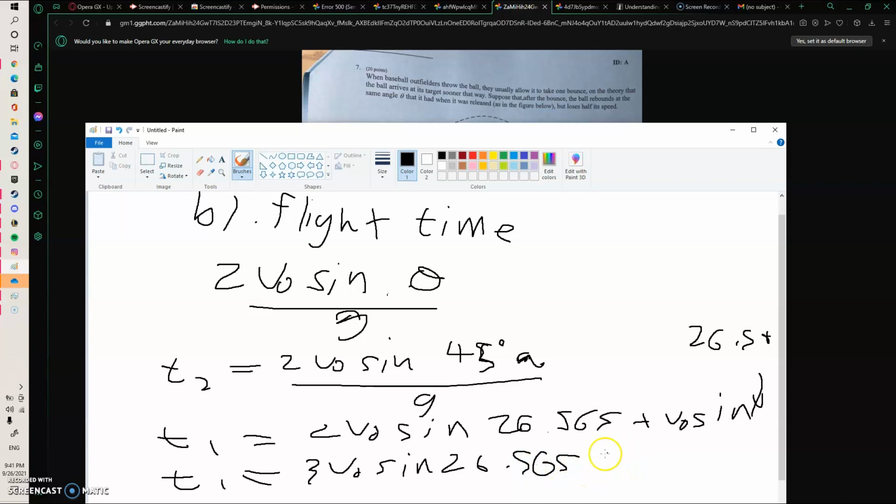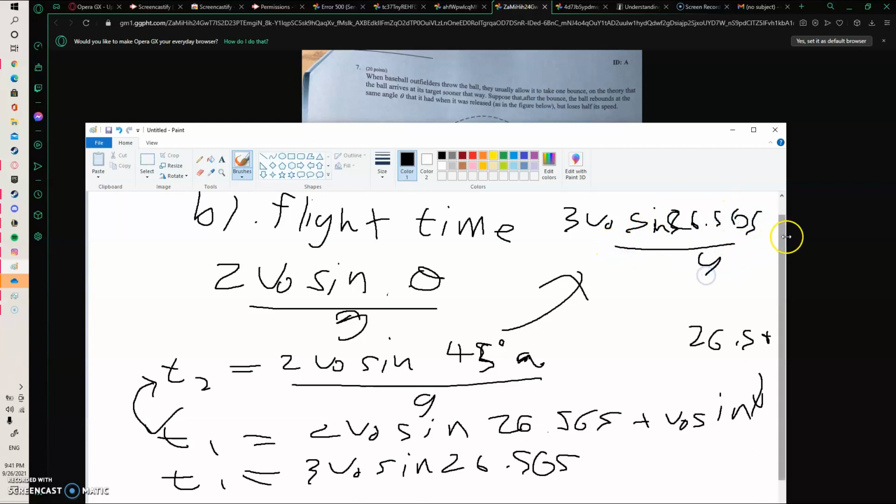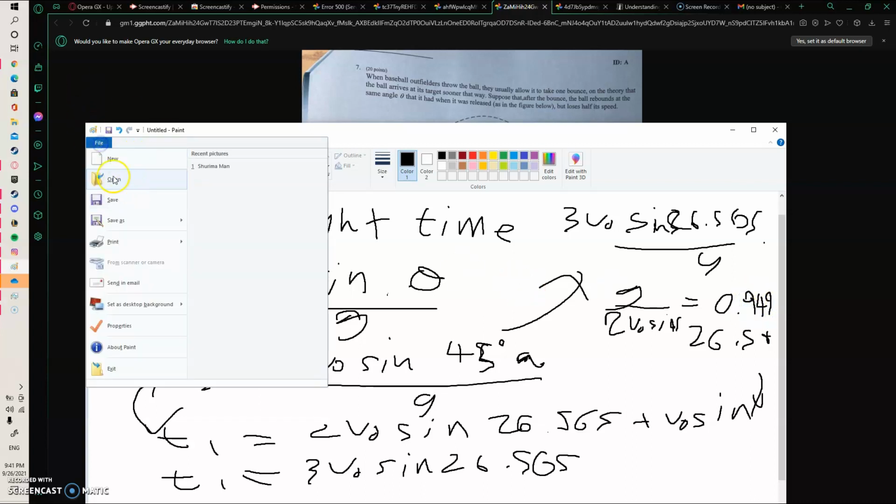And then we can just find the ratio of t1 and t2, which I'll actually continue here. We get 3 v naught sine 26.565 over g multiplied by g over 2 v naught sine 45, and putting this in the calculator we would get 0.949, and that is question 7.